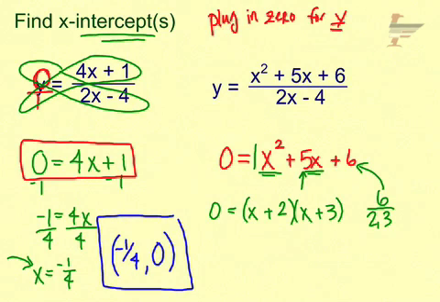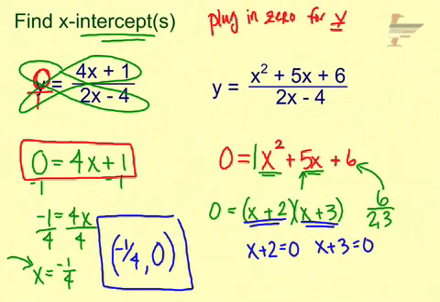Now that we have it factored, anywhere that we see an x, we set that equal to 0. x plus 2 equals 0. x plus 3 equals 0. We subtract 2, so x is negative 2. And then we subtract 3 over here, and x is negative 3.